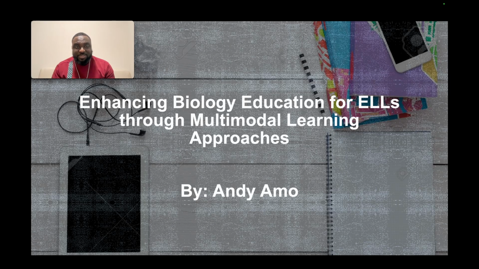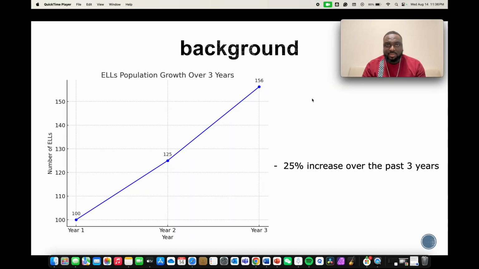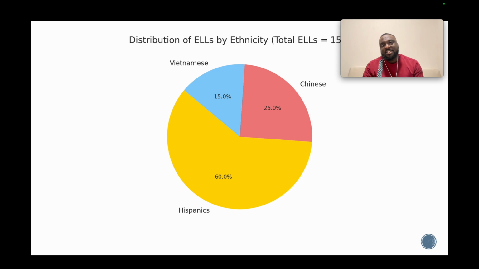Hi, in this presentation, I'll be talking about enhancing biology education for English language learners, ELLs for short, through multimodal learning approaches. Over the past 3 years, the population of English language learners in our school has increased by 25%, as you can see from the chart here. The distribution of English language learners by ethnicity is as follows. We have 60% of English language learners being Hispanics, 25% being Chinese, and 15% being Vietnamese.